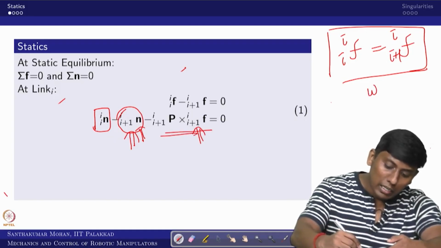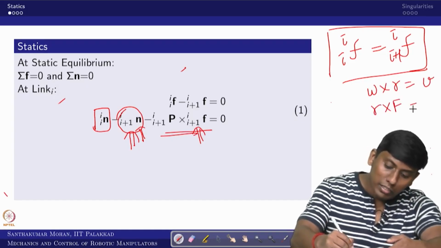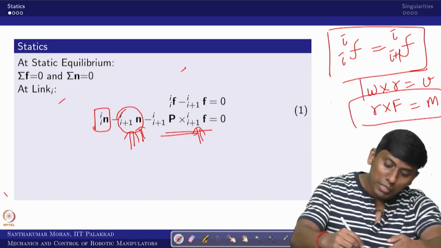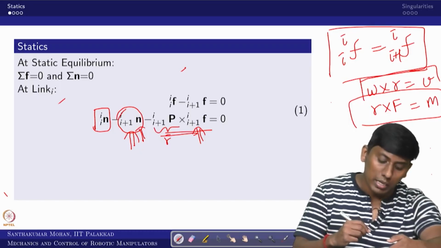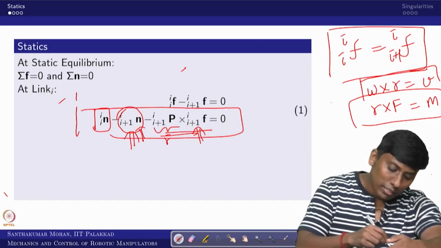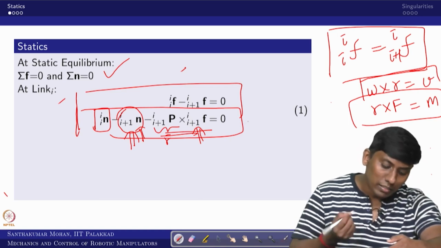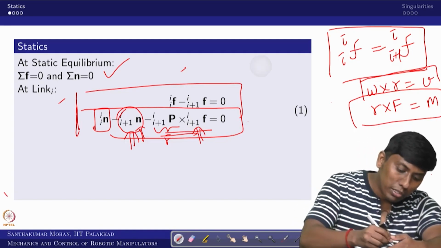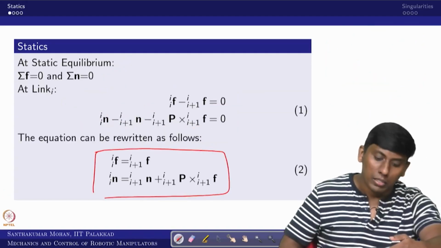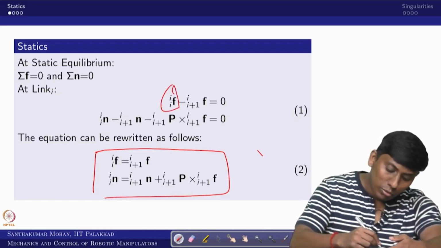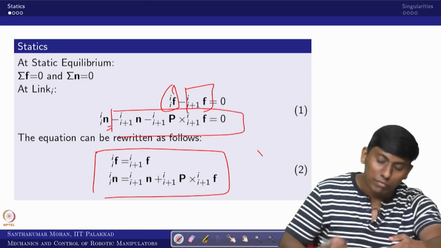Now you should be clear: omega cross r would be linear velocity and r cross f is the moment. So the direction should be very clear. Now you can see this is equal to r cross f. This is the static equilibrium condition. Whatever we have written, we have written in this form. Now we can write this as a propagation model, in the sense of a backward propagation model. So for that, we rewrite this equation in this form, where we equate this to this, and similarly we equate all of this to this form.